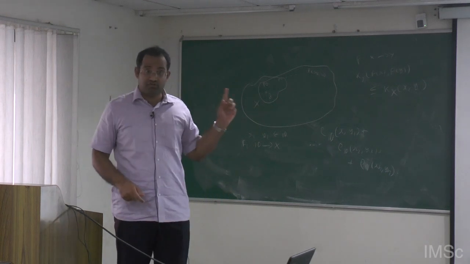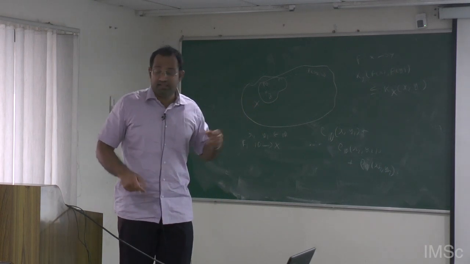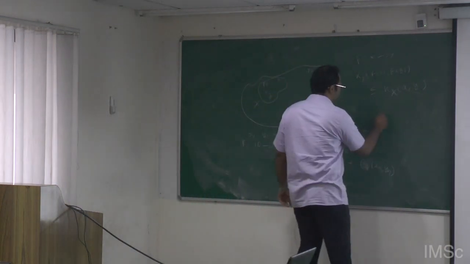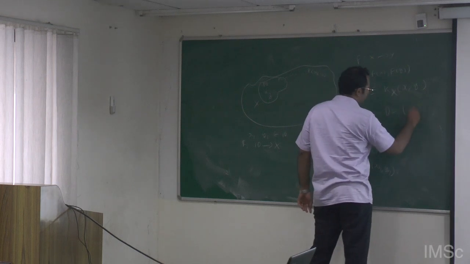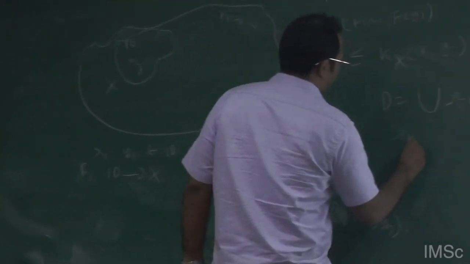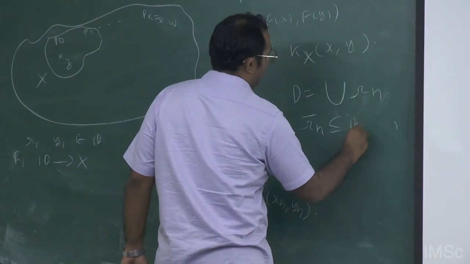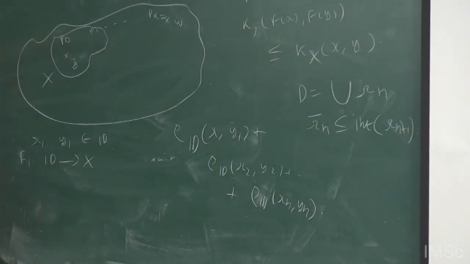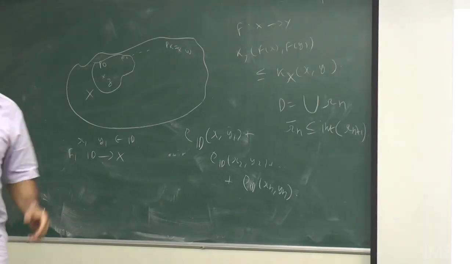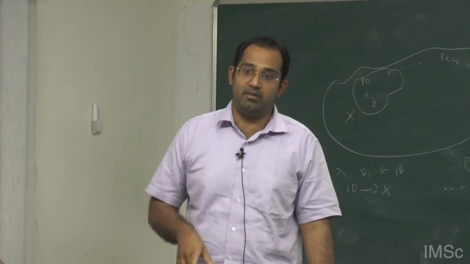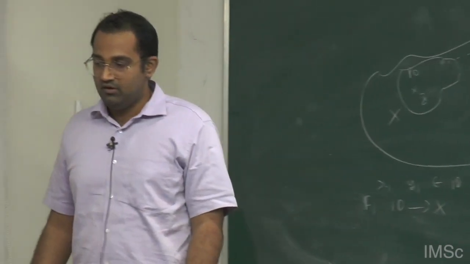No, sorry, it has to be an exhaustion. Exhaustion means, so let me just write that down. You should be able to write D as a union of omega n such that omega n closure is contained in the interior of omega n plus 1. When you put a hole inside, it's a problem. You cannot do this. So it's not just a union, it's an exhaustion.